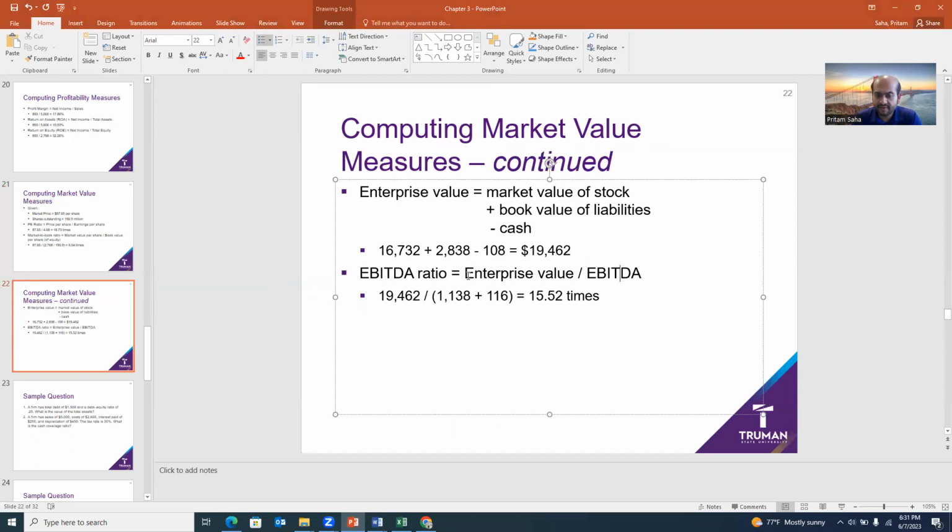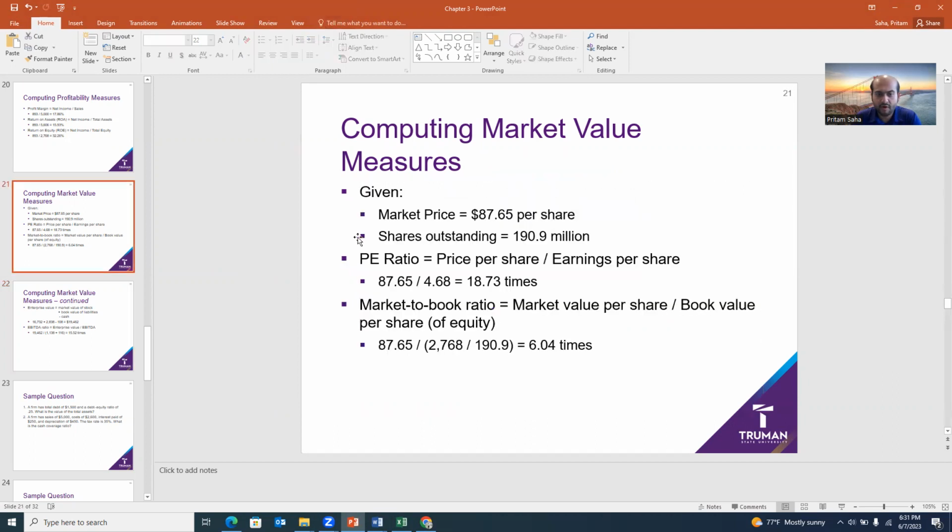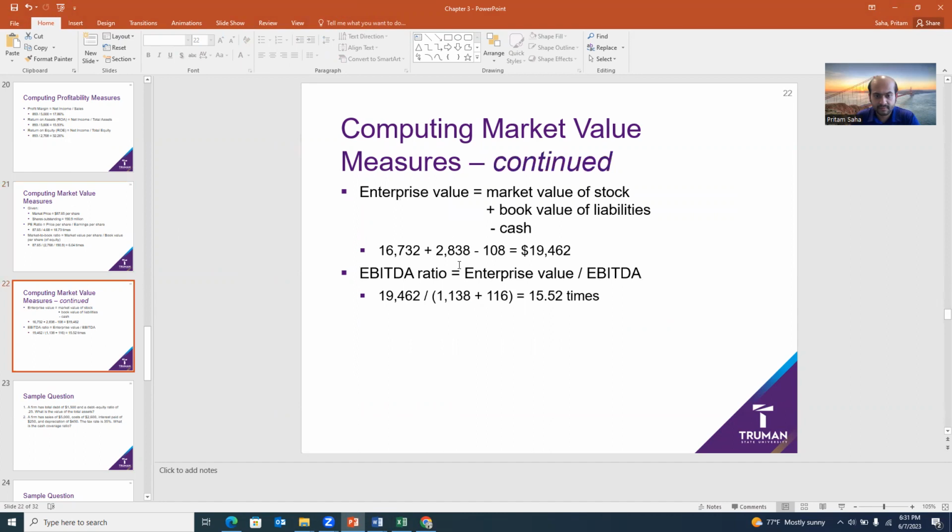Now, what is enterprise value? This is the formula. Market value of stock, which we get from here, 8765 times 109, is 16,732. Book value of liabilities we get from the balance sheet, and cash we also get from the balance sheet. So this is enterprise value, okay? And EBIT plus depreciation gives EBITDA.